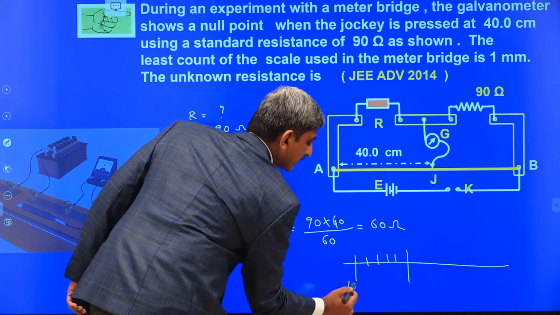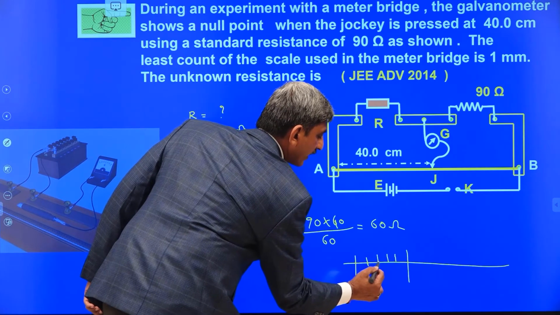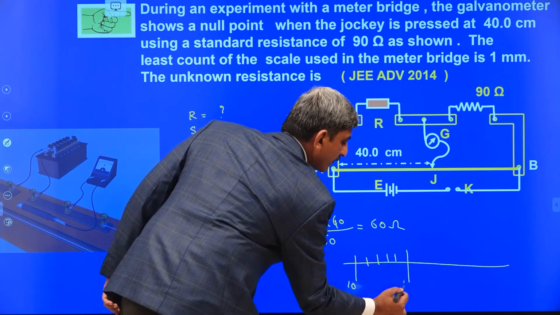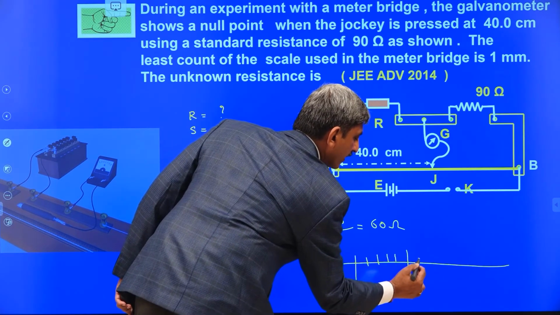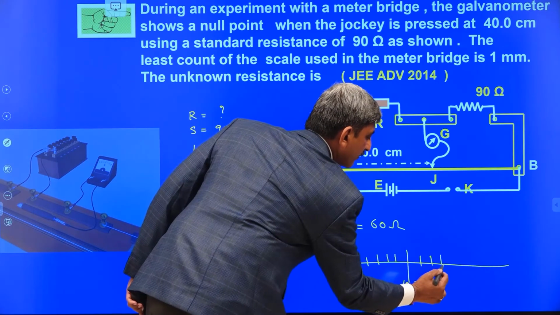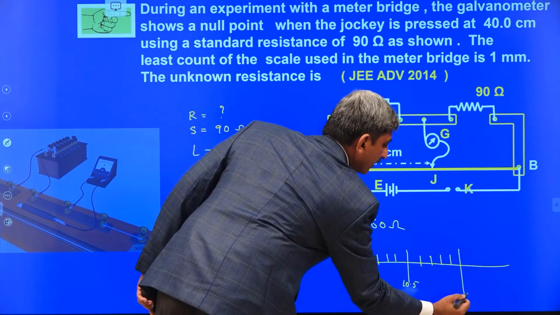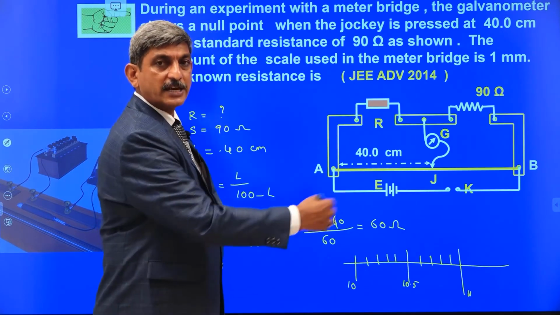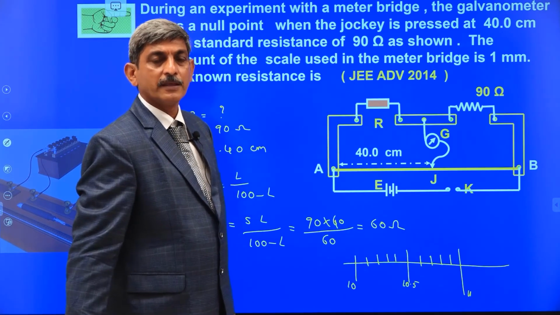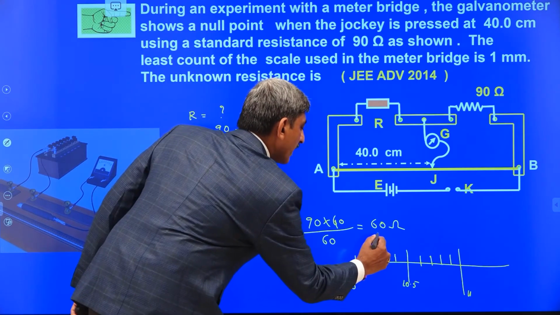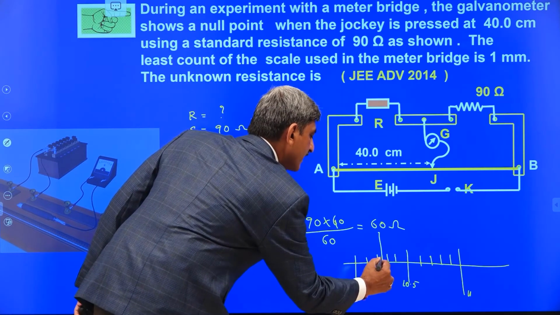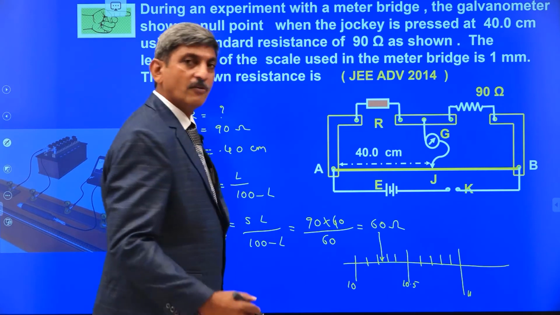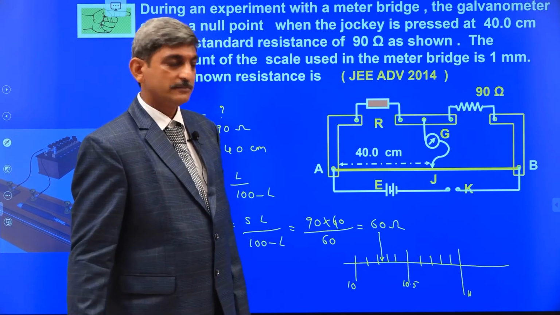Suppose this is 10, this is 10.1, 10.2, 10.3, 10.4, 10.5, 10.6, 10.7, 10.8, 10.9, 11, like this. Let these be the gradations marked on the scale. If we obtain the balancing condition when the jockey is pressed here, what reading do we have to take?